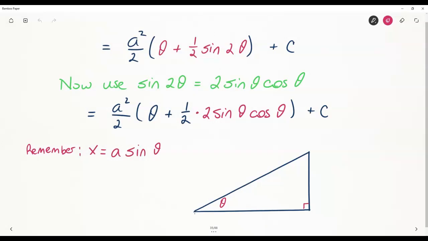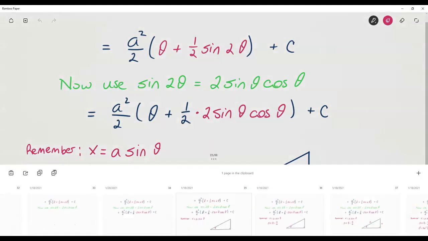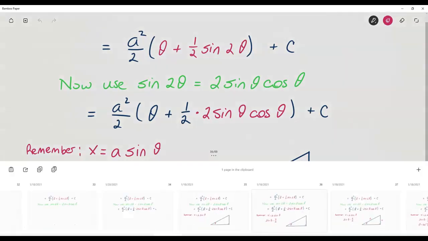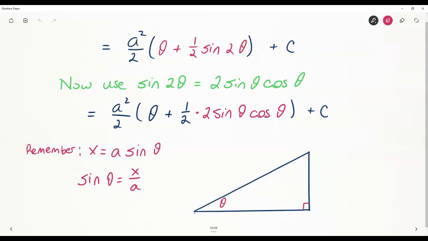Now, we're not done with the problem yet. We're taking a break to try and figure out what theta is and how to fill out this triangle. Remember from when we started working the problem, we let x equal a sine of theta. Well, if I divide both sides by a, won't I get sine of theta equal x over a?